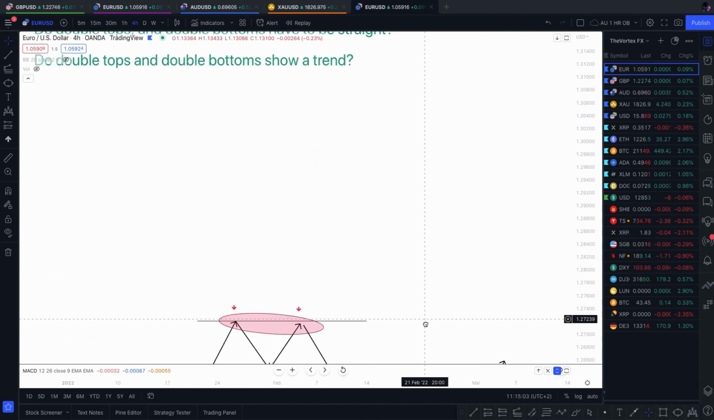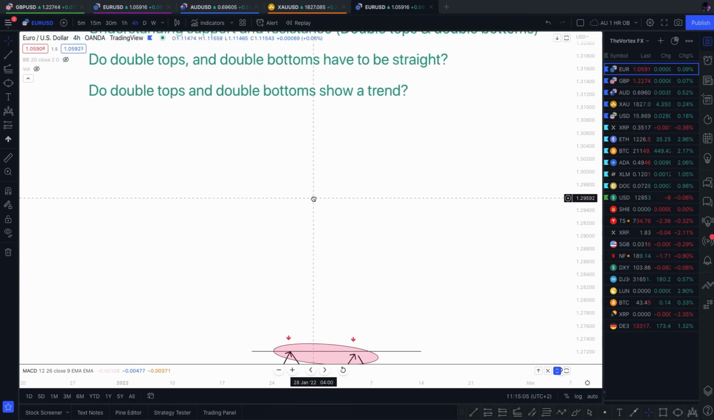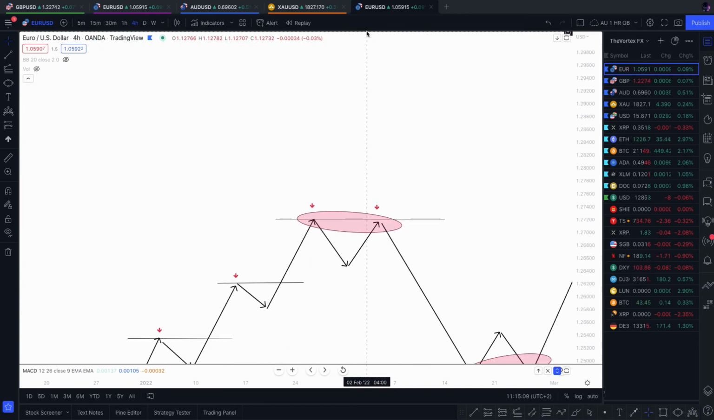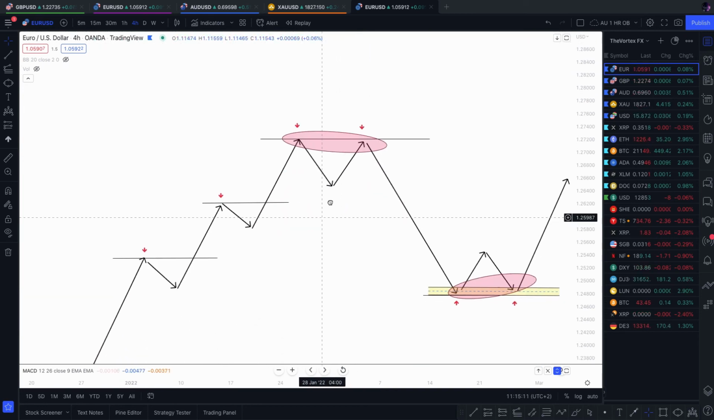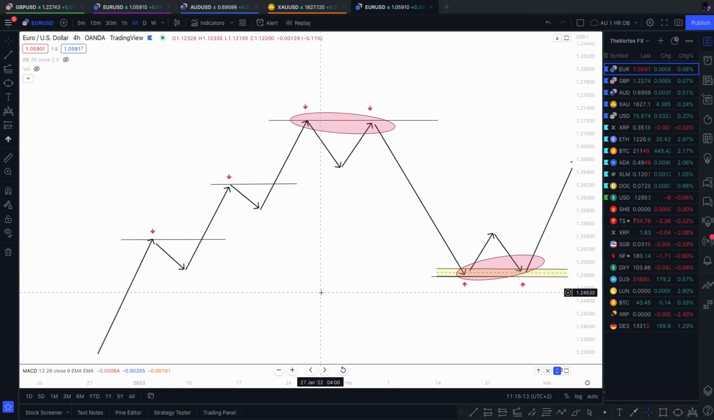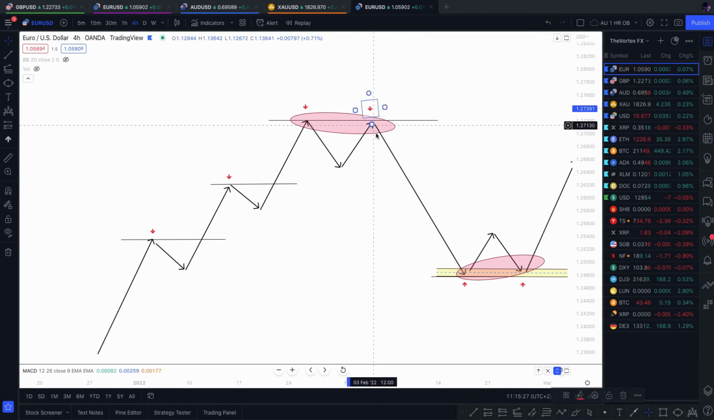All right. Now, do double tops and double bottoms show a trend? Well, we've just discussed that, right? Double tops and double bottoms are reversal patterns, right? They occur at the end of a trend. So once we see a bullish trend like this, higher high, higher low, higher high, higher low, higher high, higher low. Not quite a higher high, lower low, right? They occur at the end of a trend.